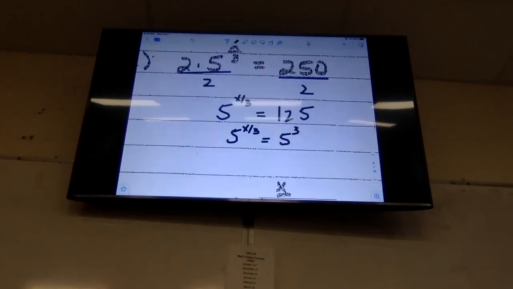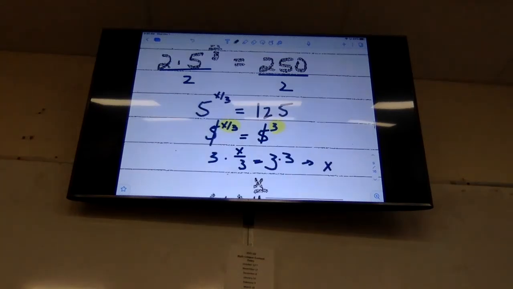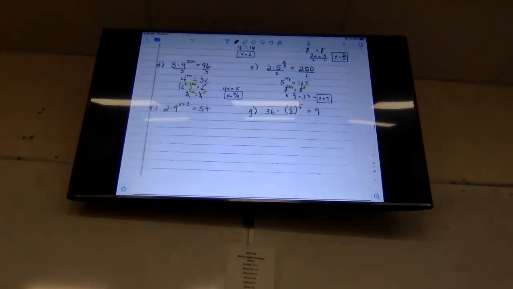So now what? Good. x over 3 equals 3. The 5's canceled out because the bases were the same. You just set the exponents equal to each other. Multiply by 3 to get x by itself. x equals 9. Can you take a couple minutes and try F and G, and then I'll do them with you to confirm that they're good? Try F and G on your own.